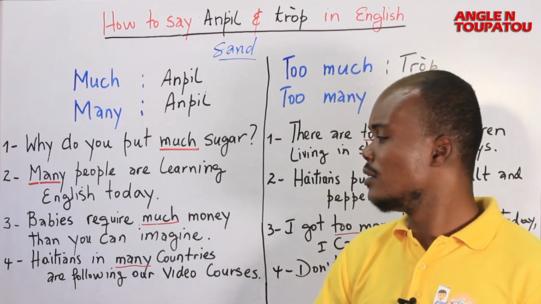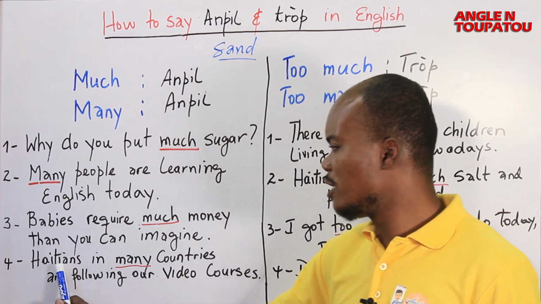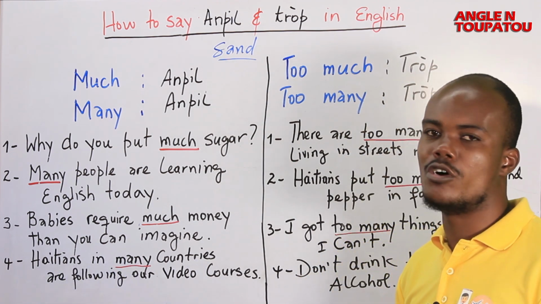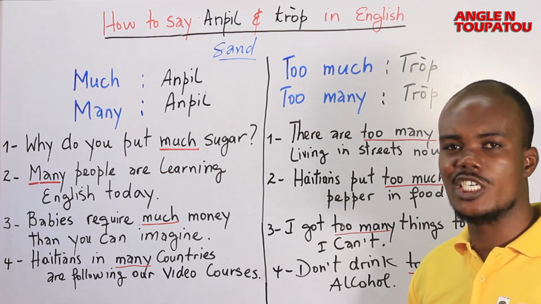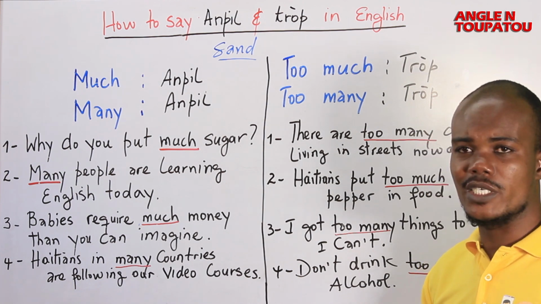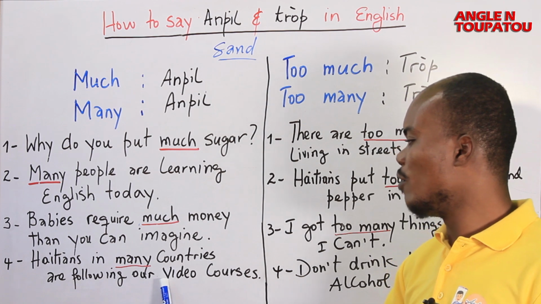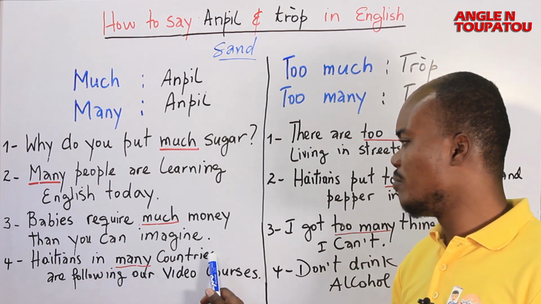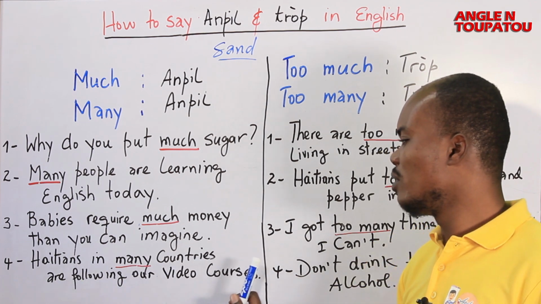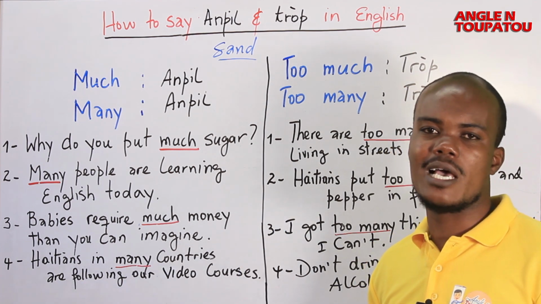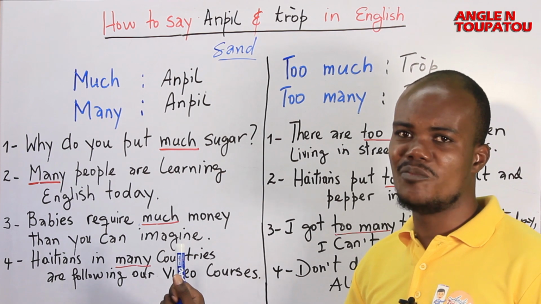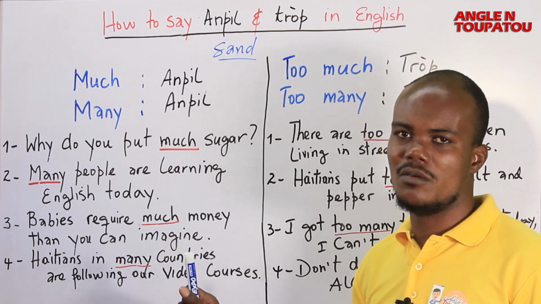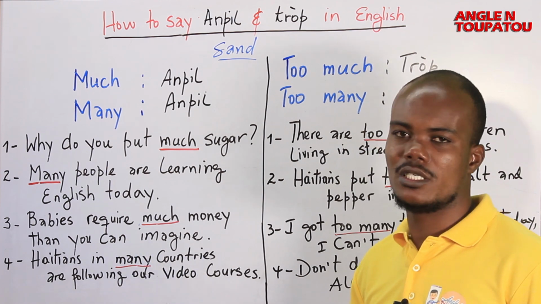Number 4 is Haitians and many countries are following our video courses. Haitien nan anpil peyi ap suiv video nou yo, ou bien ap suiv kou nou yo. The most important here is many countries. Mwen di many countries.